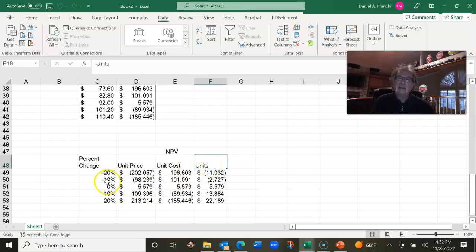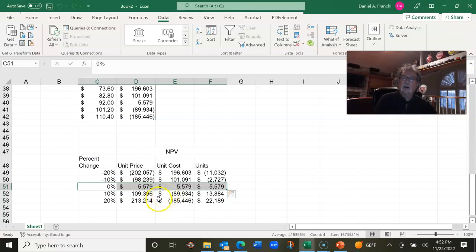So I'm saying if I drop my unit price by 20%, my NPV is negative 200,000. If I drop my unit cost by 20%, my NPV is 196,000. And if I drop my number of units by 20%, my NPV is negative 11,000. Notice at 0, this is our base case. And so what I want to do is plot this.